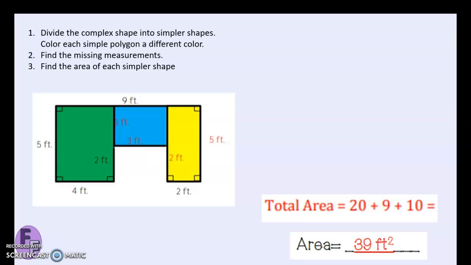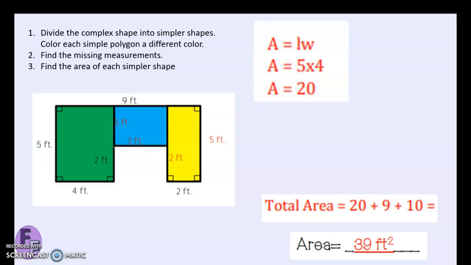Well, to find the length of the one side, if I look at the green, we have a 5 on one side of it and a 2 on the other. Well, 2 plus 3 gives me the total of 5. So I know that the one side of the blue is 3. Same thing with the yellow. The yellow, we have the 5 there because it's the same side as the green. Well, it has to match the green, so it's a 2 there. So the other side of the blue has to also be 3.